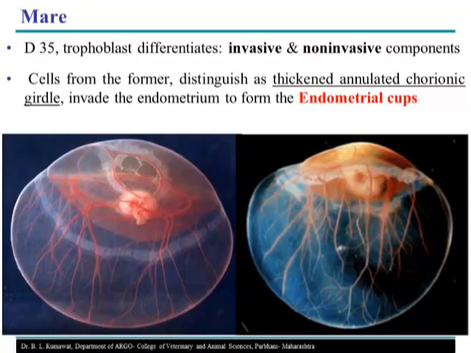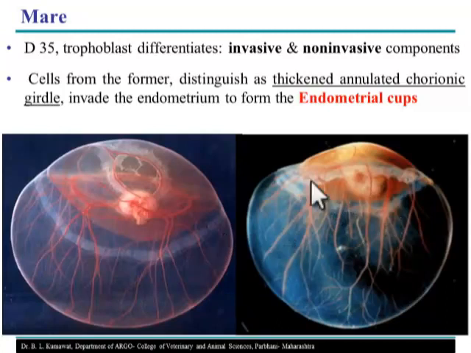And the cells from the invasive part distinguish as a thickened annulated chorionic girdle, a ring-like band, and start to invade the endometrium to form endometrial cups, which are unique structures to equine species. In this first picture, you can see a cloudy ring-like annulated structure, although it is not clearly visible on the opposite pole of this spherical conceptus. This is the chorionic girdle, and this will invade the endometrium to form endometrial cups.